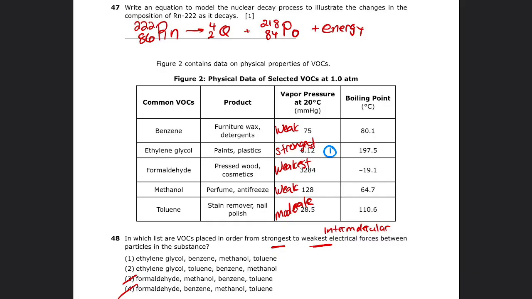The second lowest vapor pressure will be toluene, which is listed in choice 2, but let's continue. The third will be benzene, because that is the third highest number. Then methanol, then formaldehyde. All right, so choice 2 is the most attractive answer.